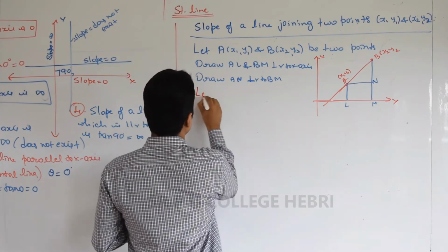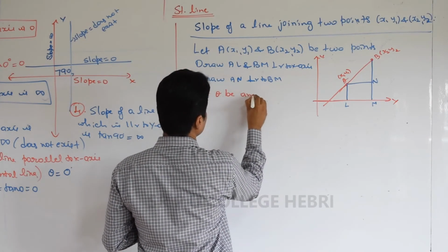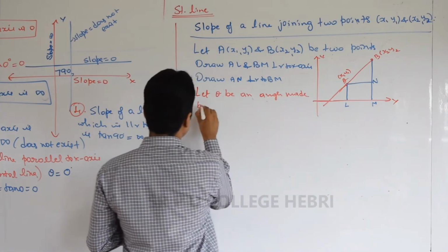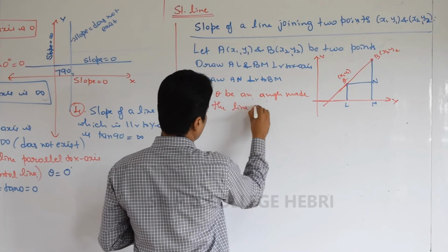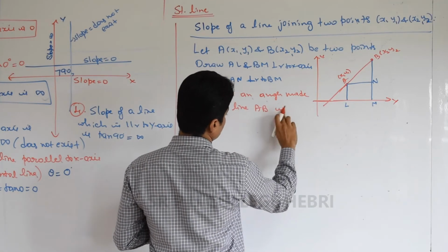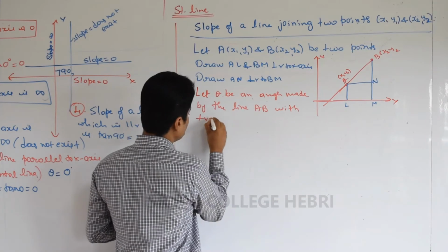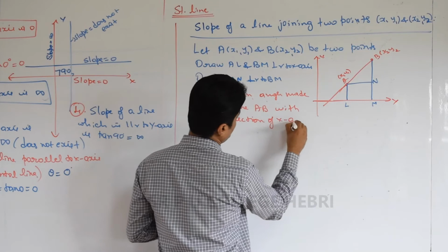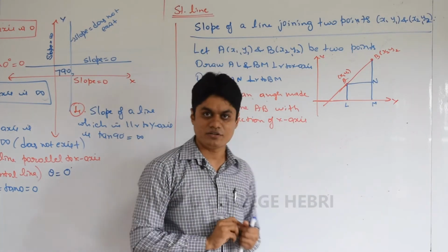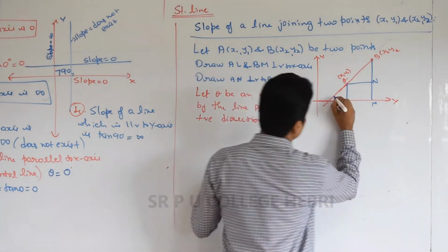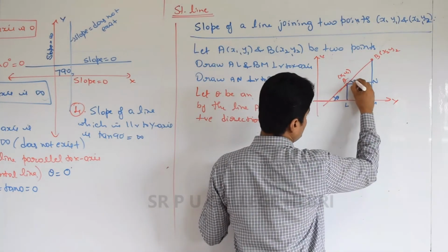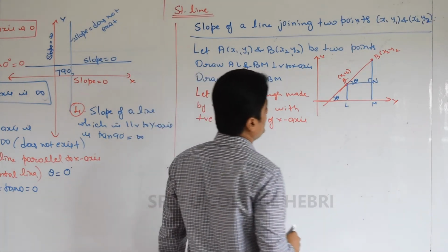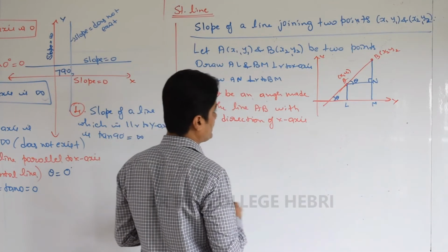Now let theta be the angle made by the line AB with the positive direction of x-axis, that is this angle. Now if this is theta, you know this is also theta, this is perpendicular, right? Correct? Very good. Now observe, I'm using the triangle now.